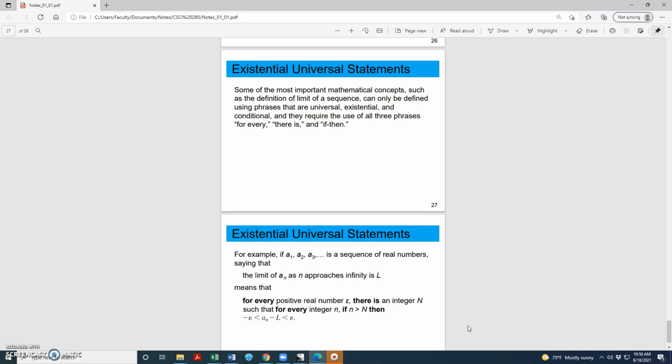So for now, we want to be able to identify existential, universal, and conditional, and we want to practice different ways of expressing these same statements.